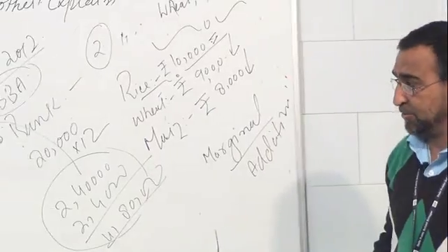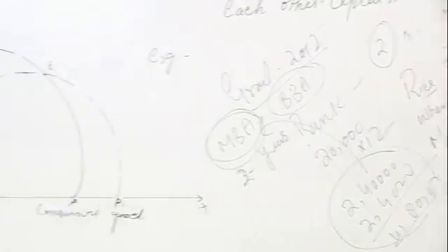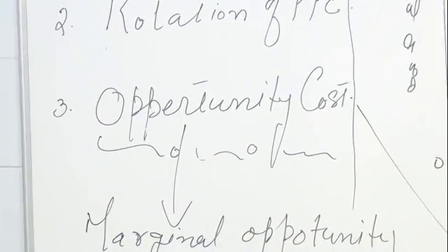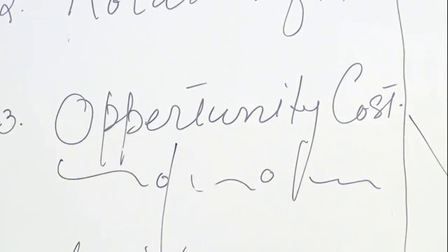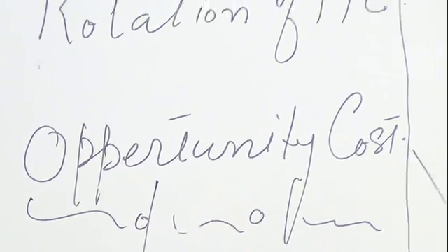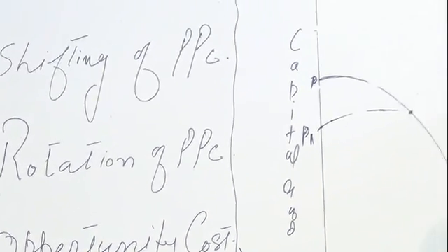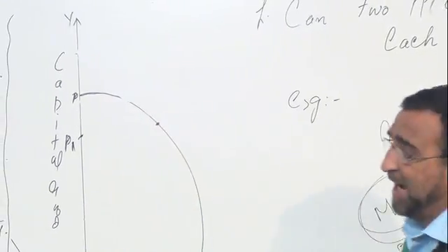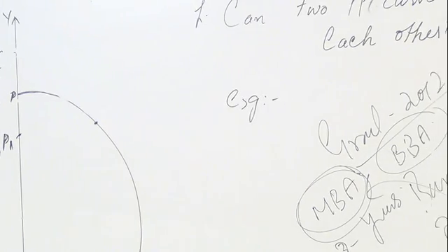This we call the opportunity cost. And if we say the marginal opportunity cost, it simply means when you have decided to produce more of X and less of Y, how many units you have sacrificed in order to produce another unit, that we call the marginal opportunity cost.